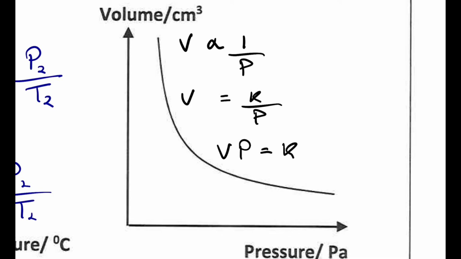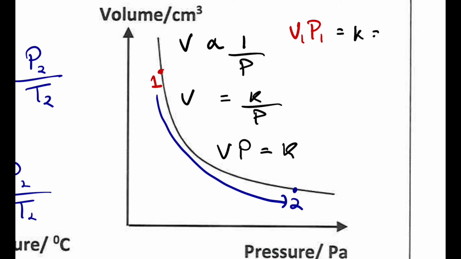So if I were to take my quantity of gas from position 1 to position 2 by changing its pressure, the volume would change such that the volume at position 1 times the pressure at position 1 must equal the constant, which must also equal the volume at position 2 times the pressure at position 2. That means we can get rid of K completely and write this as V1 times P1 equals V2 times P2.